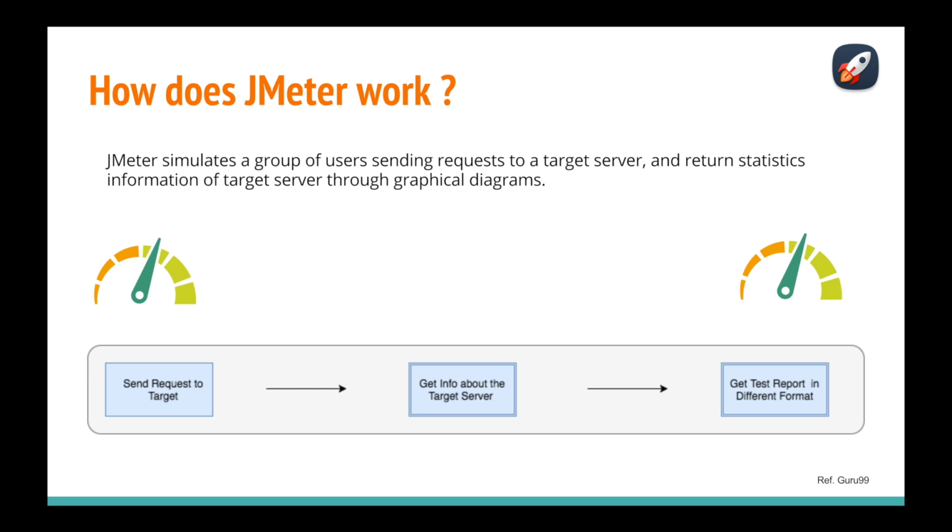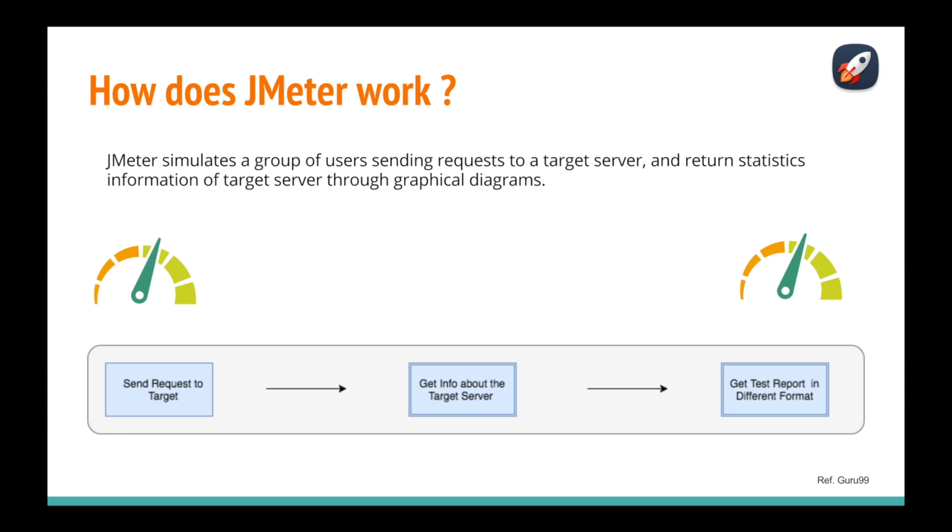This is related to how JMeter works. As we have already discussed, it simulates a group of users, and you can record a particular user behavior. For example, a user comes to your login page, does certain stuff and logs out. Using JMeter you can record this behavior, simulate it using a group of users, and send it to your target server.